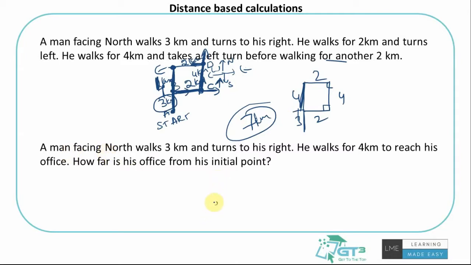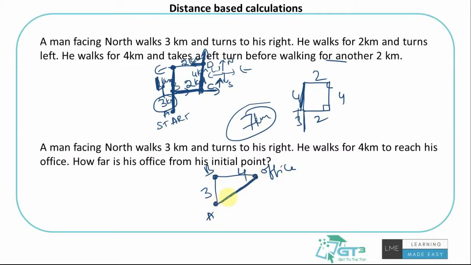A man facing north walks 3 kilometers, turns to his right, and walks for another 4 kilometers to reach his office. How far is his office from his initial point? So this is the distance, right? The straight line would be this.